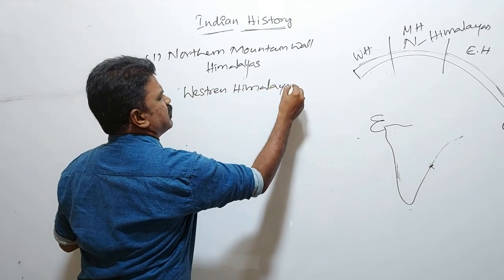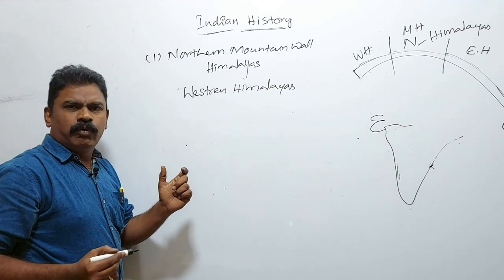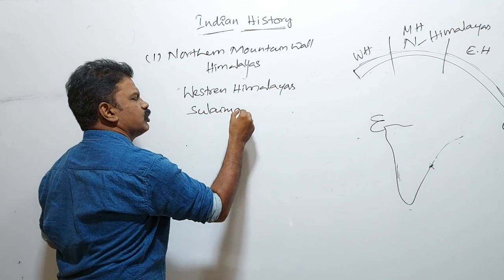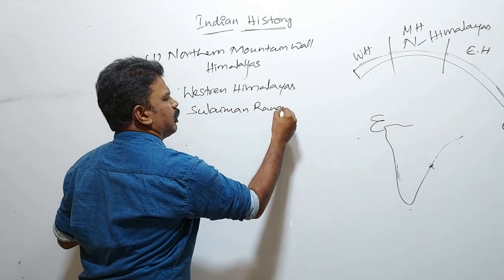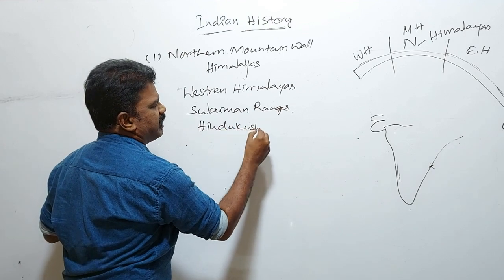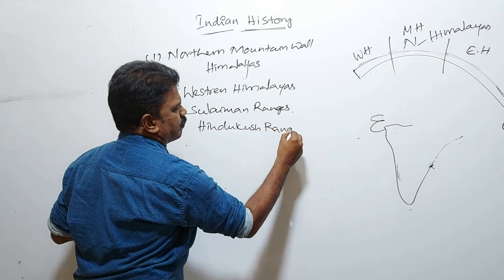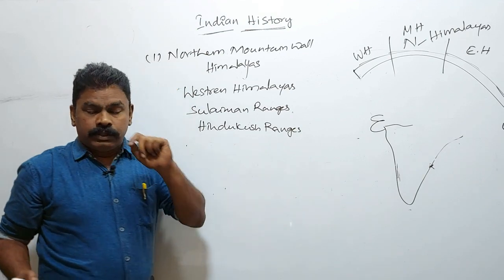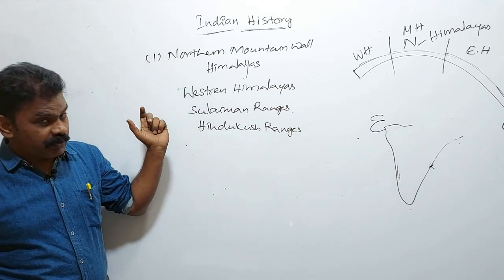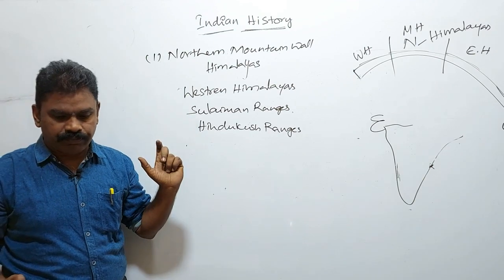In the Western Himalayas, we can find the Suleiman ranges and also the Hindu Kush ranges. These two are the important ranges in the Western Himalayas.